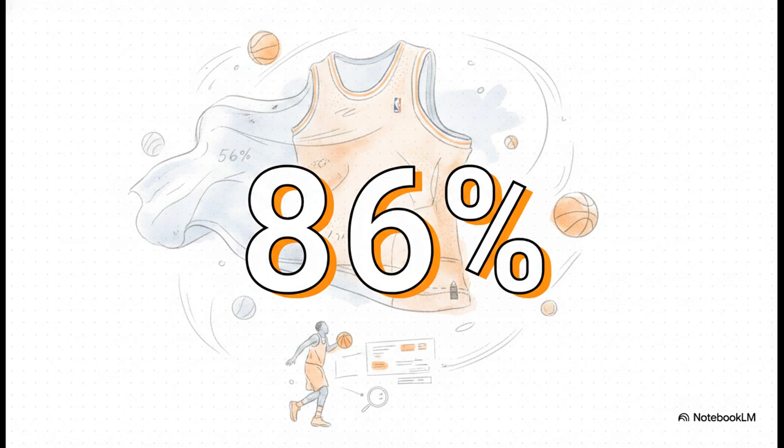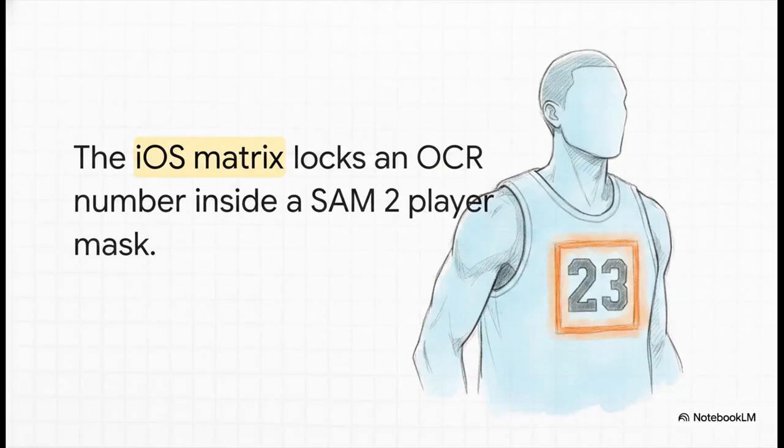But the developers didn't stop there. By auto-annotating and fine-tuning it on a multimodal OCR dataset of 3,600 stretched and padded jersey images, they pushed its accuracy all the way up to an impressive 86%. But detecting a number is only half the battle, right? We have to assign it to the right player.